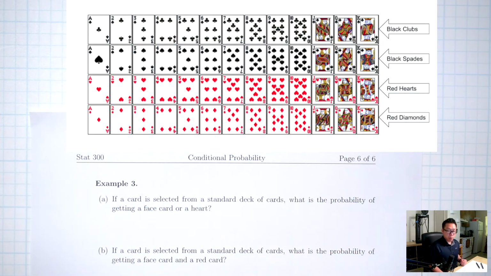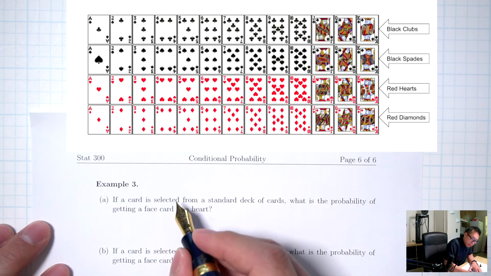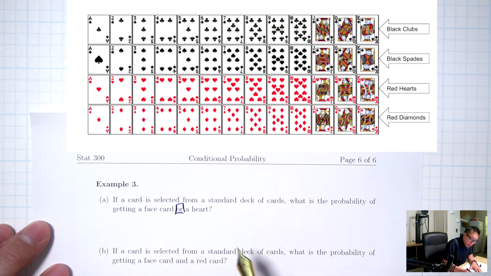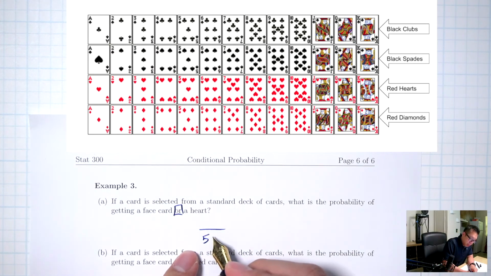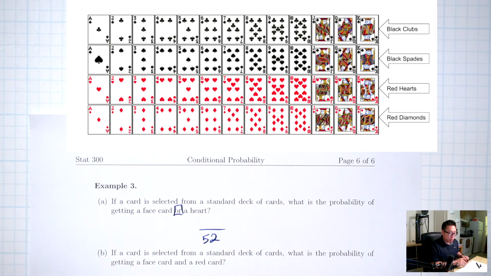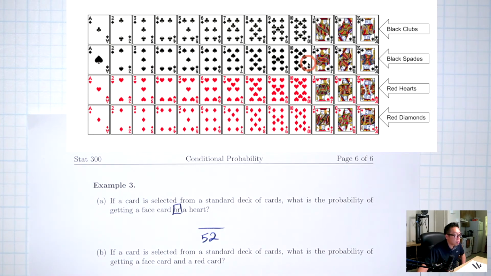Now let's talk about cards. Part A. If a card is selected from a standard deck of cards, what's the probability of getting a face card or a heart? Keyword I see here is the word or. For the bottom, how many cards are there total? There's 52. And the word or means I want all the face cards combined with all the hearts. So all the face cards, which would be the last 3 columns.